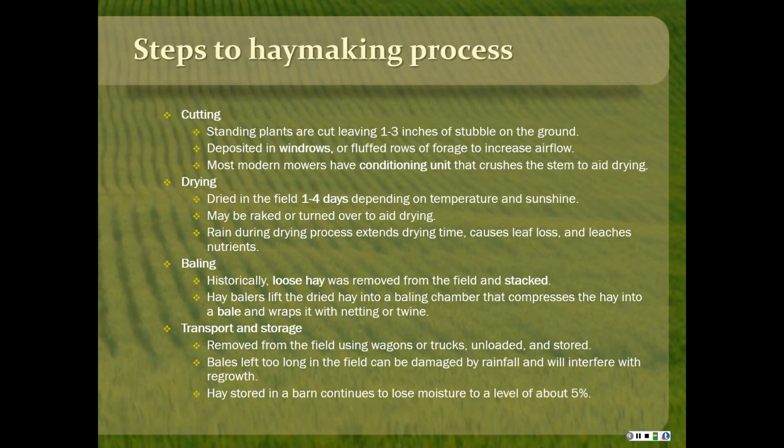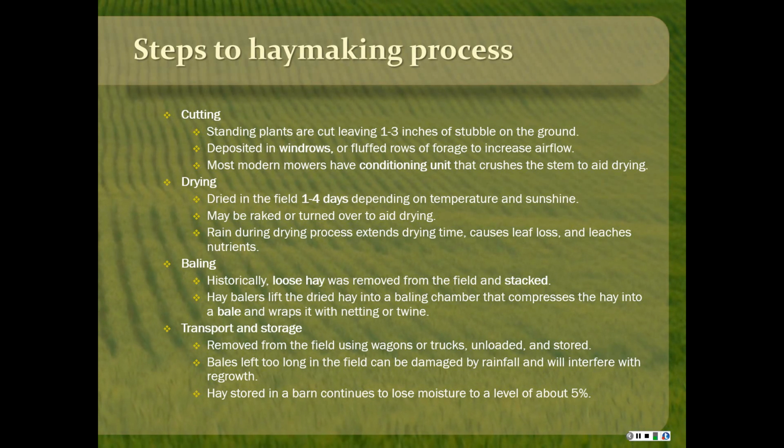And most of the modern mowers have a conditioning unit that crushes the stem, because if it's crushed, it'll dry faster. Then it's dried in the field 1 to 4 days, depending on the temperature and the sun, wind, other things. And if necessary, it can be raked or turned over, so the bottom will dry. But if it does happen to rain during the drying process, it can extend the time. And if there's enough rain, it can cause leaf loss and possibly leach out the nutrients, or maybe the plants will start to spoil. Then baling.